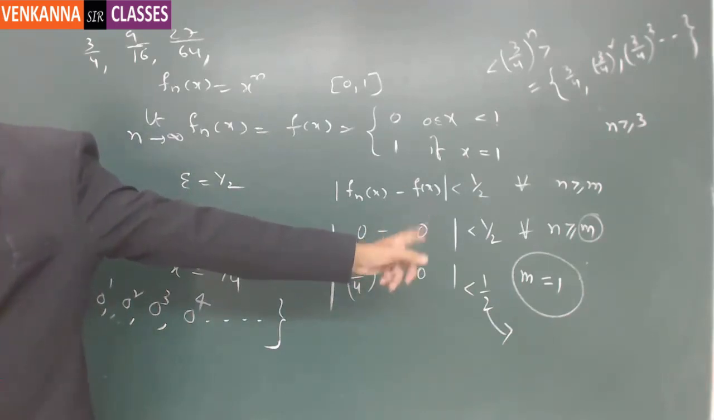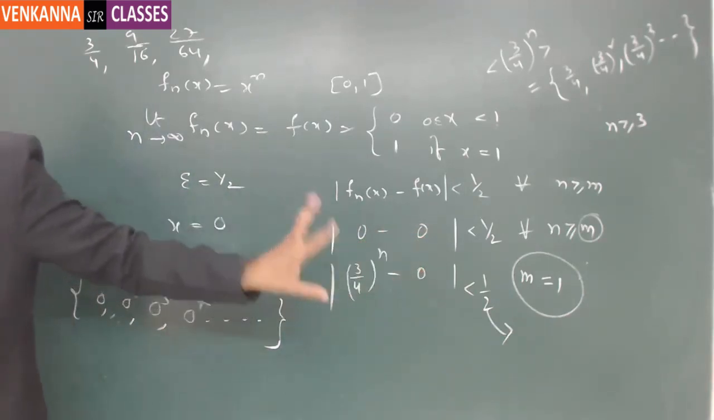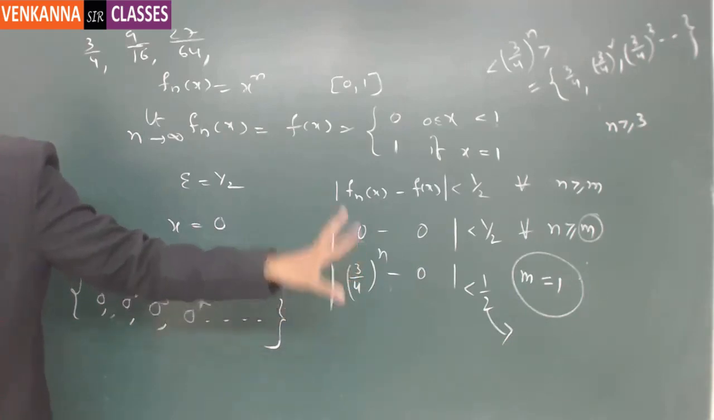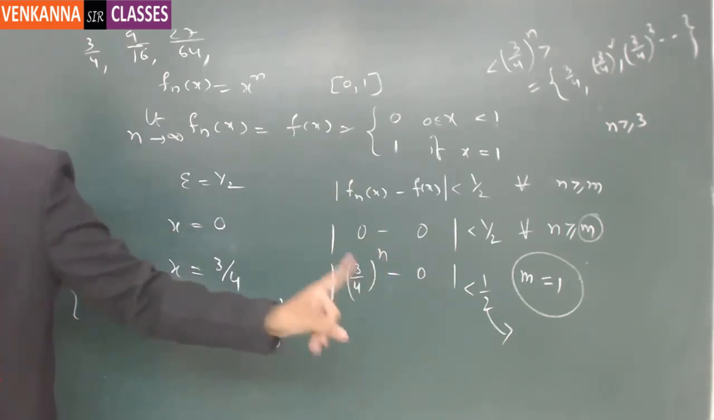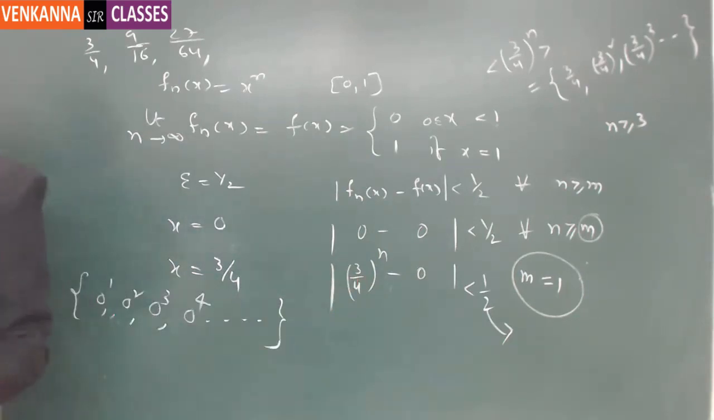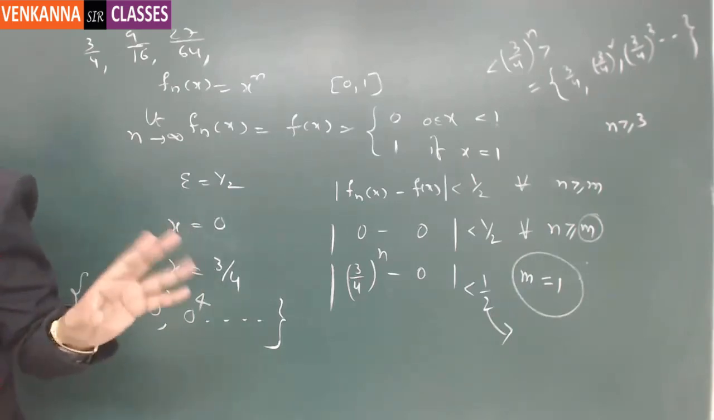Please understand. So here the epsilon value is fixed. I have fixed the epsilon value 1 by 2, and there is no change in epsilon. So for each x, I am getting different term numbers. Clear? So this is called pointwise convergence.